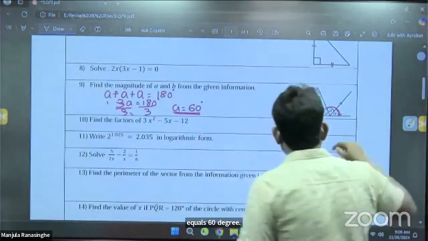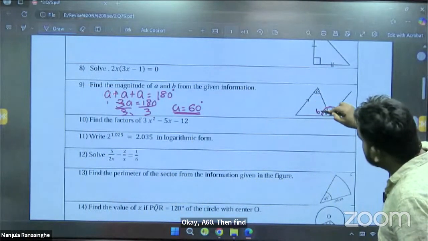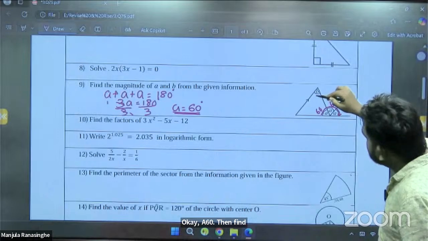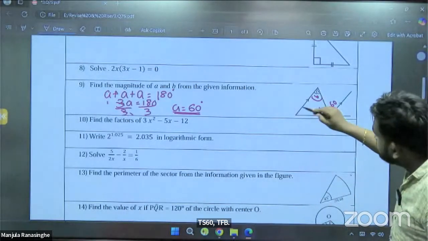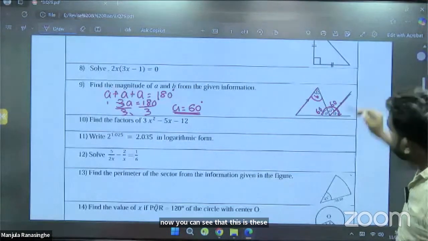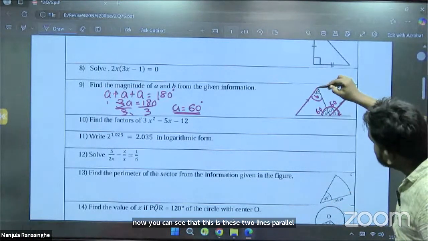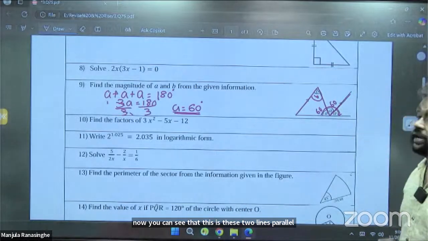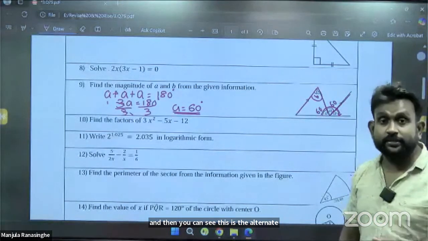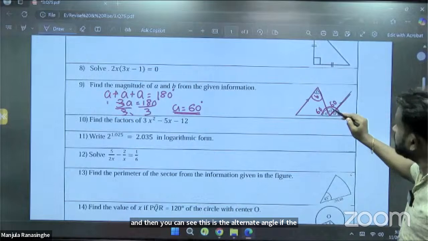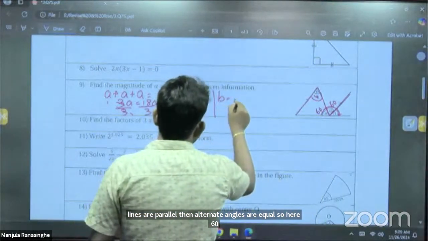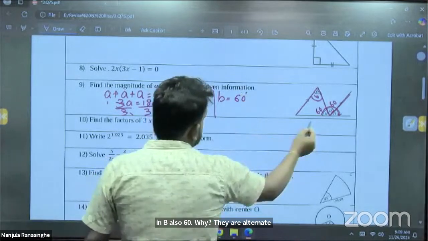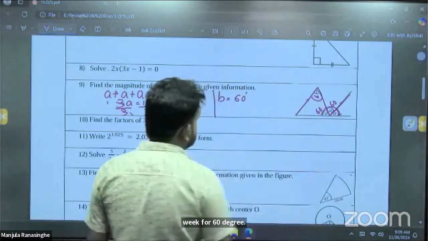Then apply the value of A: here 60, here 60, here B. Now you can see that these two lines are parallel, and this is the alternate angle. If the lines are parallel, then alternate angles are equal. So here 60, then B is also 60. Why? They are alternate angles. B equals 60 degrees. Here 60, then here also 60.